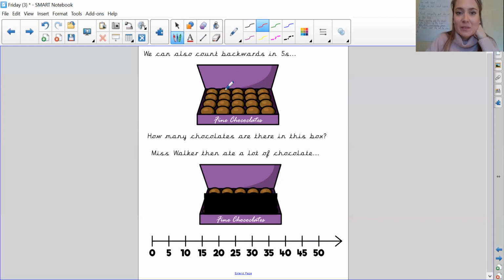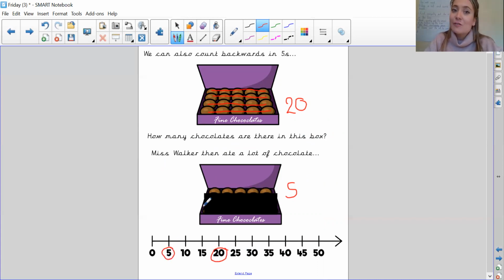So we've got, here's 5, 10, 15, 20. There are 20 in my box already. So how many chocolates are there in this box when Miss Walker ate a lot of chocolate? How many have I got left? That's right, I have got 5. So I started off with 20, and now I have 5.